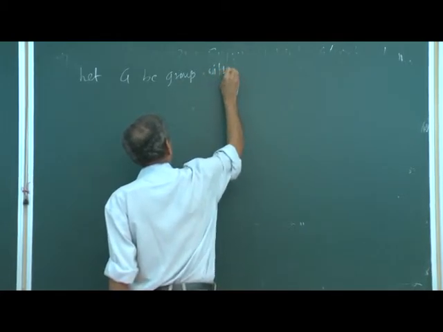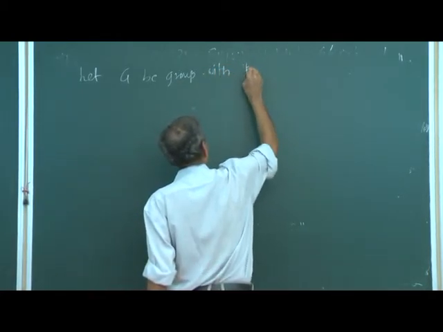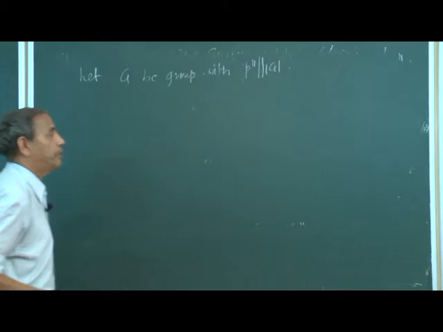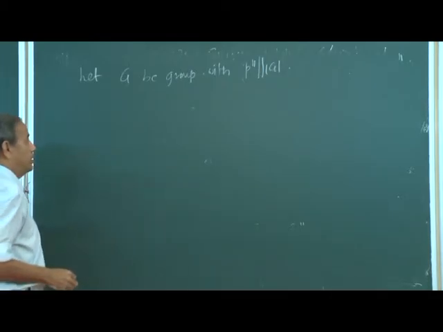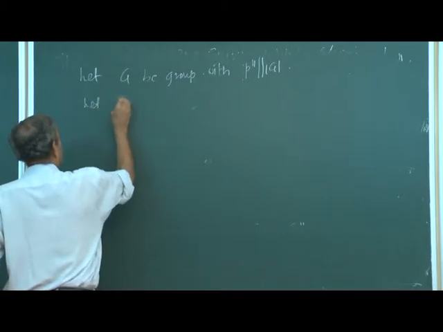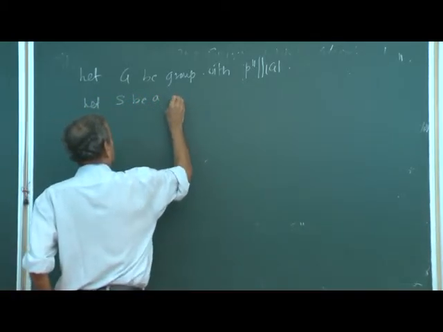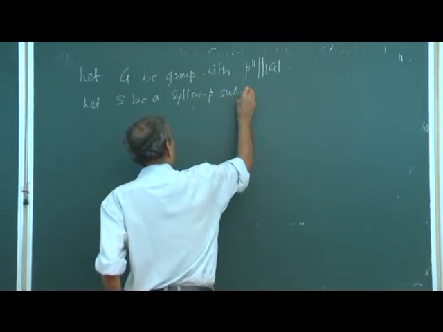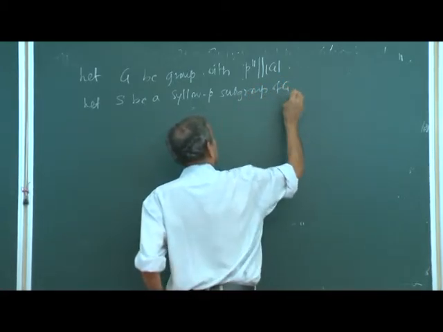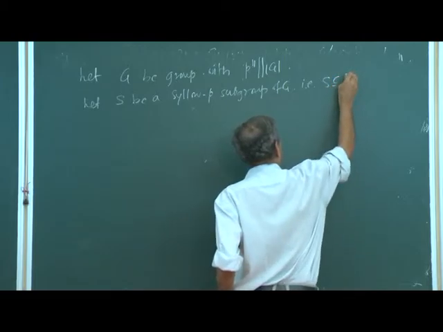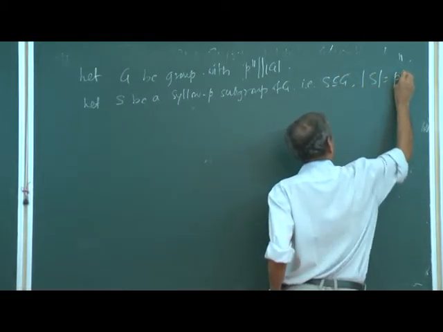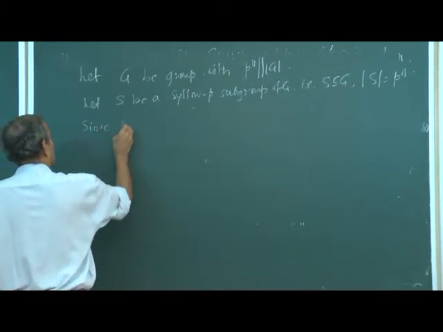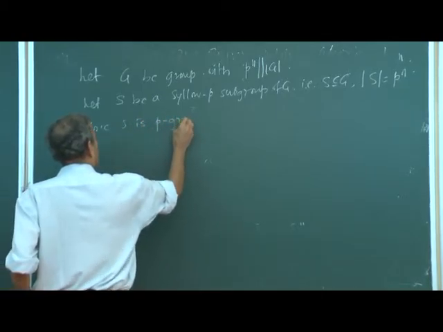So let G be a group with P raised to n exactly dividing mod G. P raised to n is the largest power of P dividing mod G. Let S be a Sylow P subgroup of G. That is, S is a subgroup of G and mod S is P raised to n.